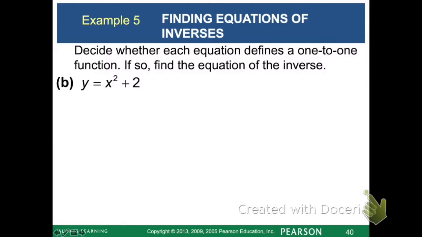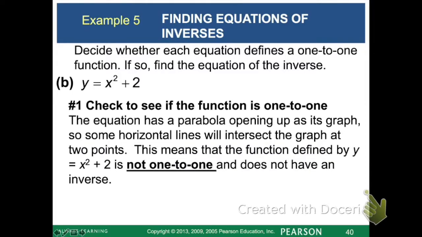Example 5, part B. We are going to determine if y equals x squared plus 2 is a one-to-one function, and if it is, we'll find the inverse. So the graph of this is a parabola. It's been moved up 2, and we need to stop and think about whether this passes the horizontal line test. It actually does not pass the horizontal line test because a parabola, remember, is a U shape. So we could have a horizontal line going through it and crossing it twice. So since it's not one-to-one, I'm not finding the inverse function.